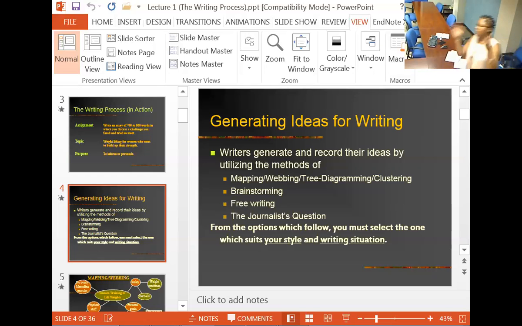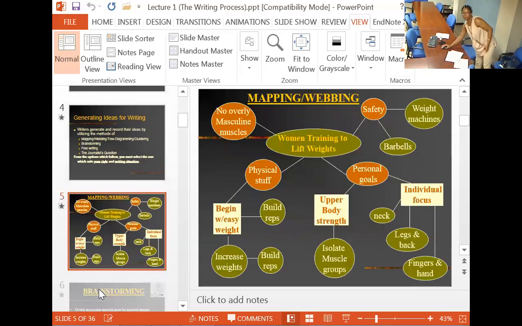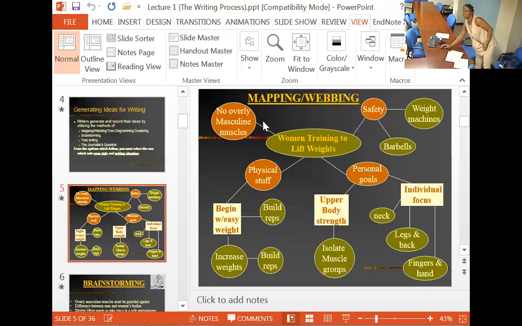Once you have brainstormed, one of the things that you can take from that brainstorming session is mapping, webbing, or a tree diagram. You know how to do that? The next slide will show you. This is an example of mapping. So, women training to lift weights, notice that is in the center. And then around it are the things that would have come up from the brainstorming.